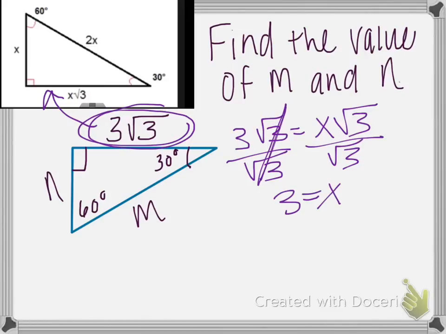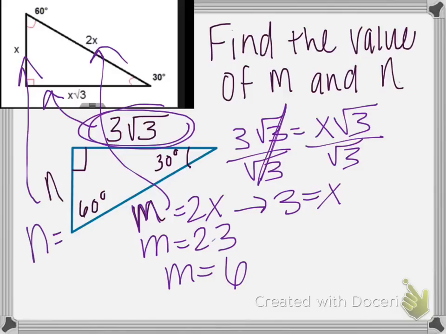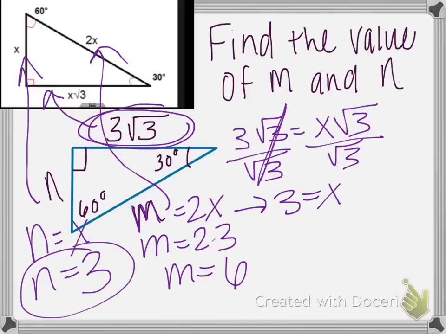So now let's start with m. What does our m equal? It lines up with our 2x. So m equals 2x. And we already have x, so we just plug it in. We have m equals 2 times 3, so m equals 6. Now our n lines up with our x, and we know what x is, so n equals x, so n is just equal to 3. And we have our missing side lengths.